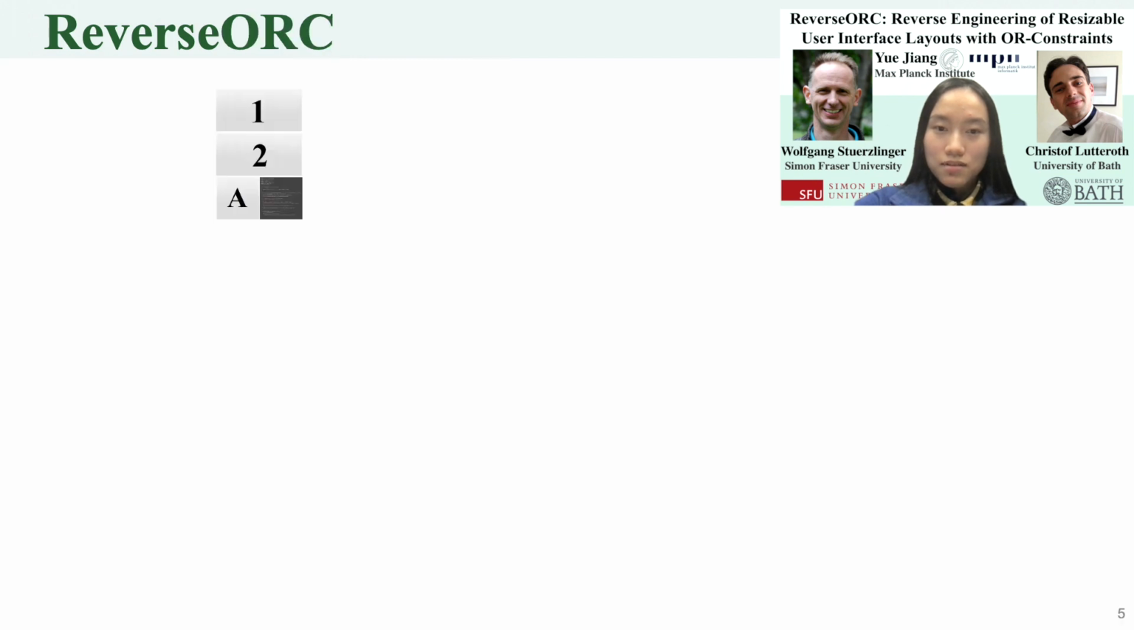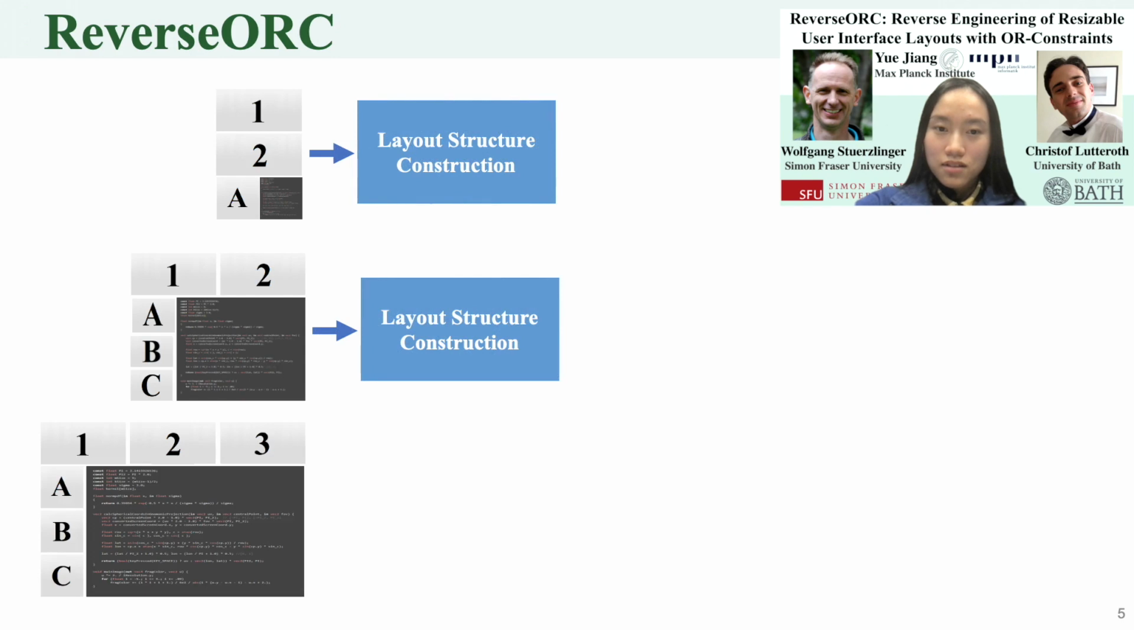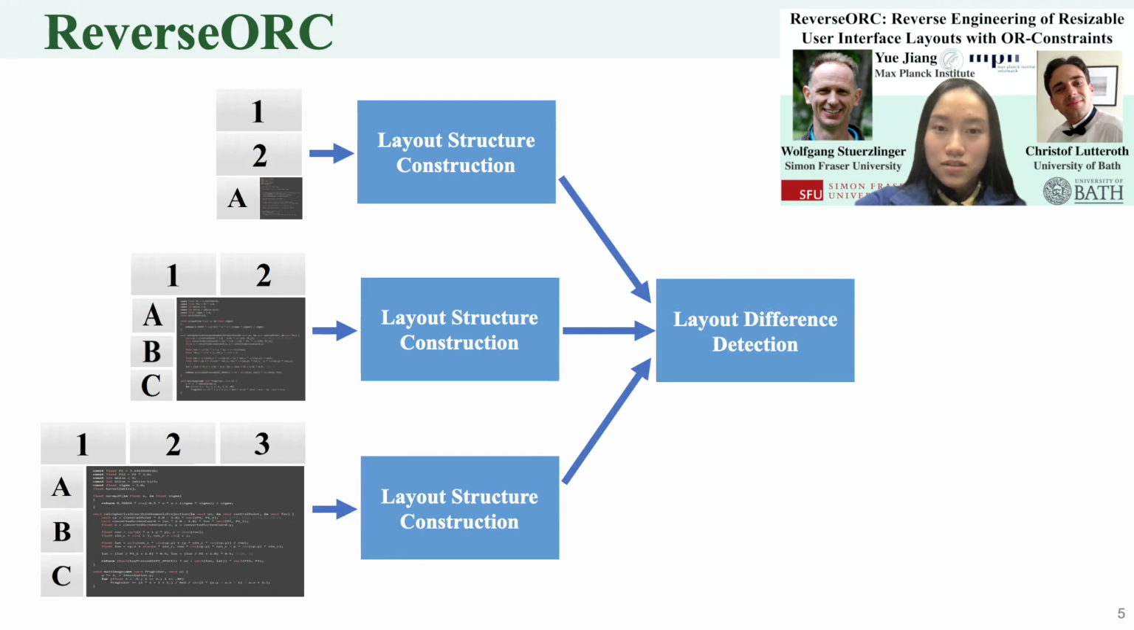We propose ReverseORC, a novel reverse engineering approach able to discover diverse layout types and their dynamic resizing behaviors independently of their implementation. ReverseORC samples multiple sizes of the user interface to detect changes of the layout and then synthesizes a new layout specification based on the results.